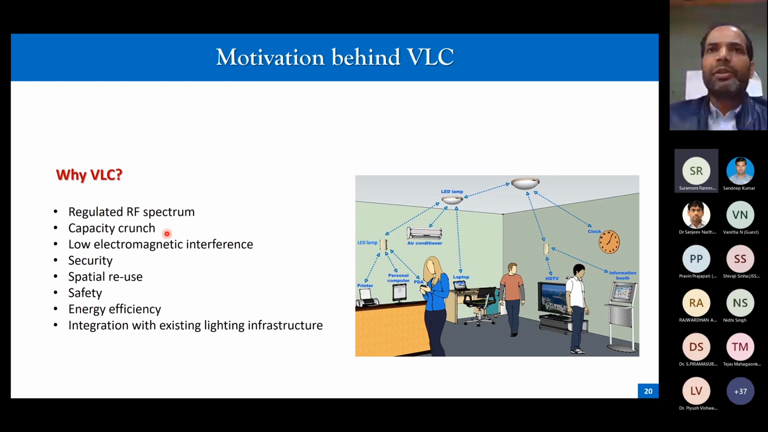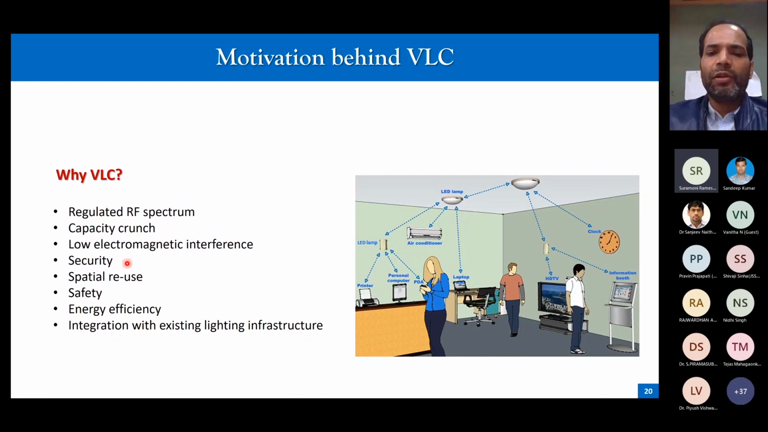The second point is there is a capacity crunch on these RF networks. A lot of devices currently are using RF networks, and so these frequencies are overloaded. If we can add a new network based on these light frequencies, then you can reduce some of that capacity crunch. VLC also has low electromagnetic interference. Sometimes you might have noticed in your home, if you're using a Wi-Fi network and you turn on your microwave, the signal degrades, because radio frequencies are affected by electromagnetic interference. It can be affected by microwave ovens. But that is not the case with VLC.